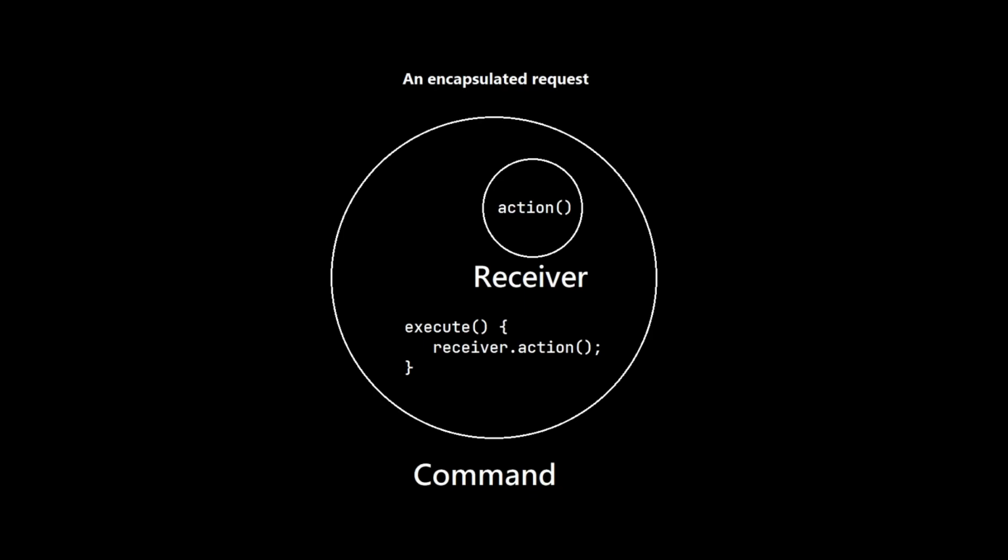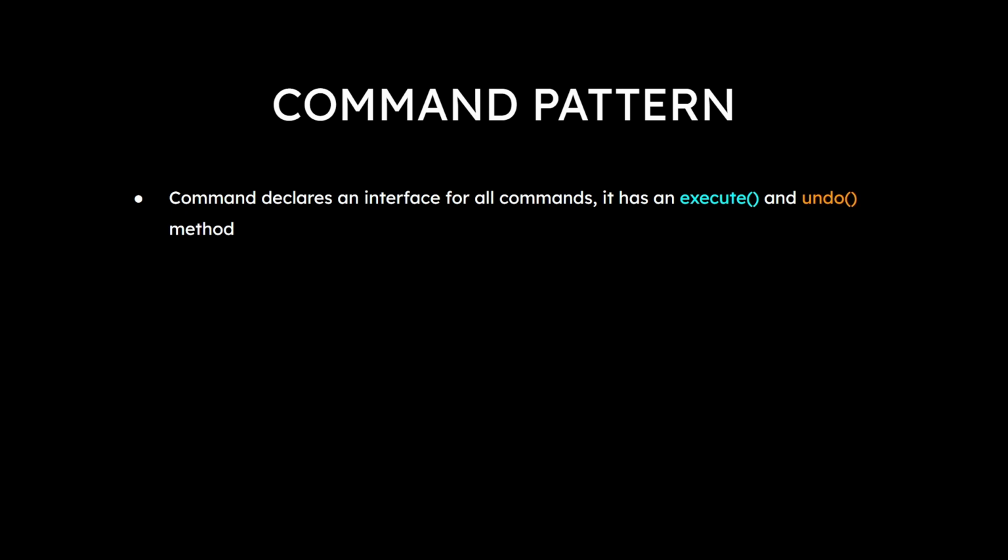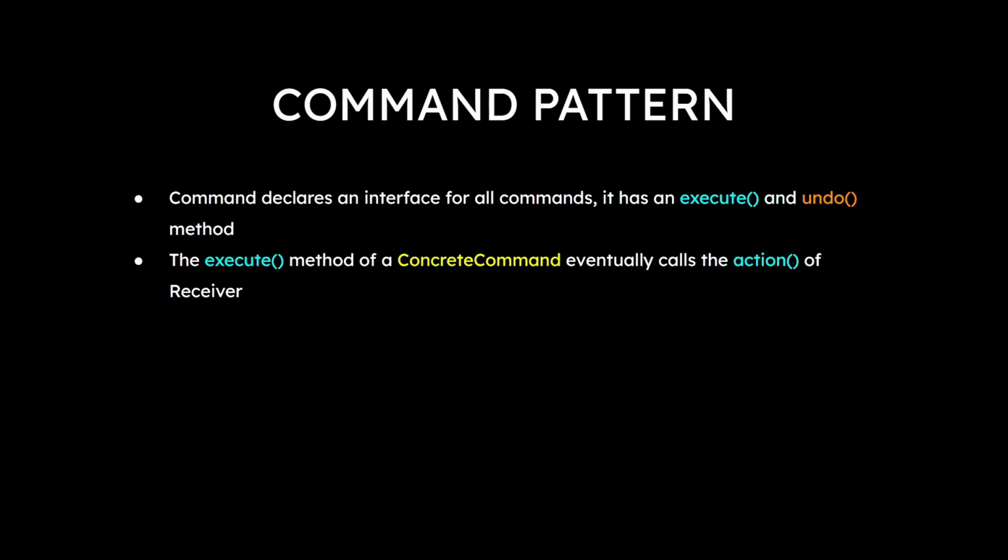You can visualize this command pattern with this diagram. There is a receiver that can perform some action, and we are encapsulating it with a common command interface, the execute function of which calls the action on the receiver. So we are encapsulating the request here. This is a quick summary of the command pattern. Command declares an interface for all commands. It has an execute and undo method.